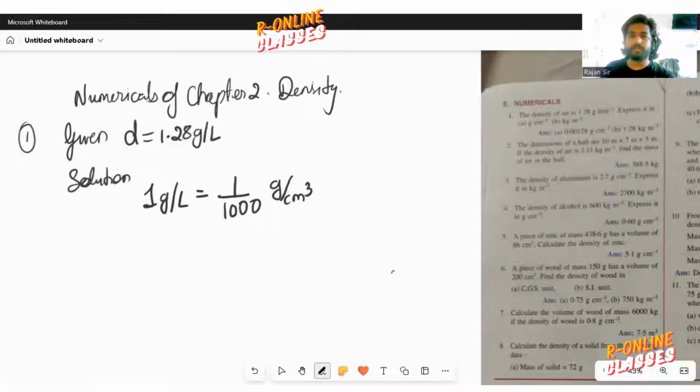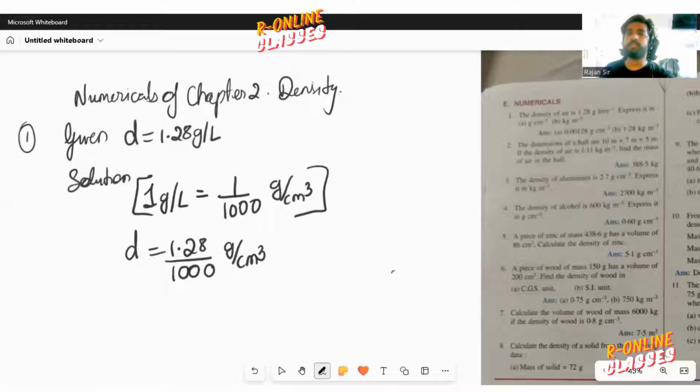So in general we have density will be 1.28 upon 1000 gram per centimeter cube. If you're converting, you write the formula, what is the conversion formula, and then you do the numerical part. So we have 0.00128 gram per centimeter cube, which is easier. Now this is the A part.